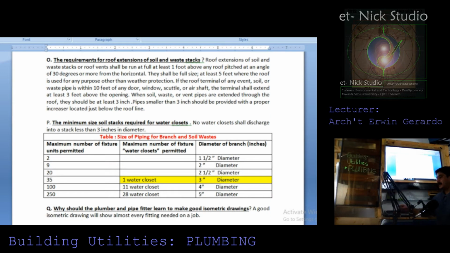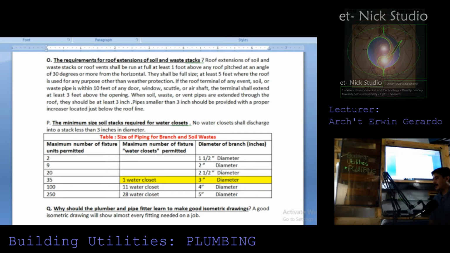The requirements for roof extension of soil and waste ducts. Roof extensions of soil and waste pipes, or roof vents, shall be run at least 1 foot above any roof pitch at an angle of 30 degrees or more from the horizontal.